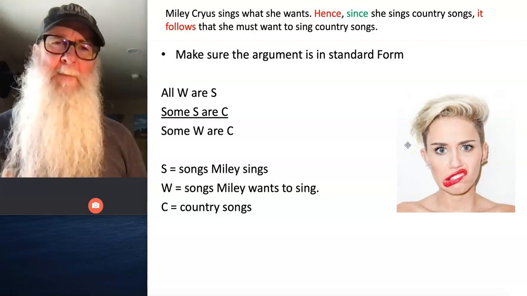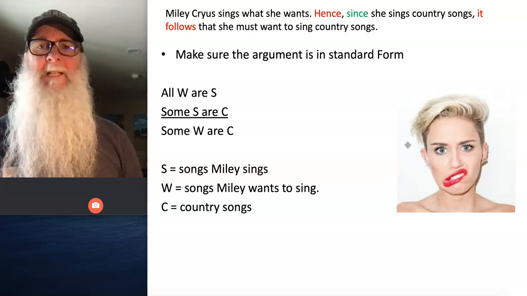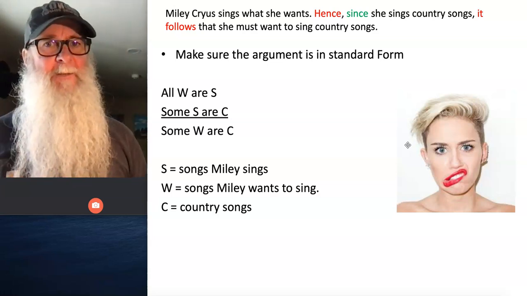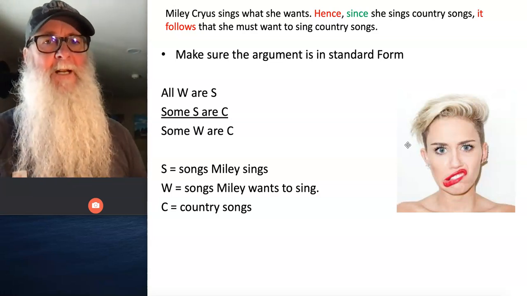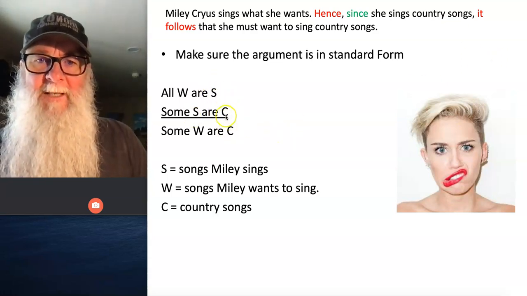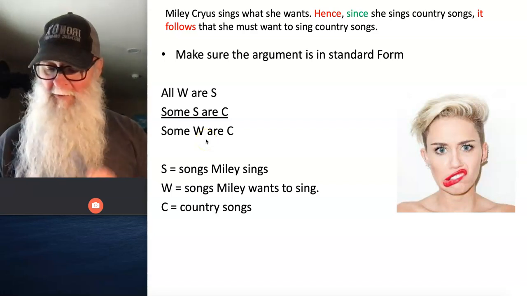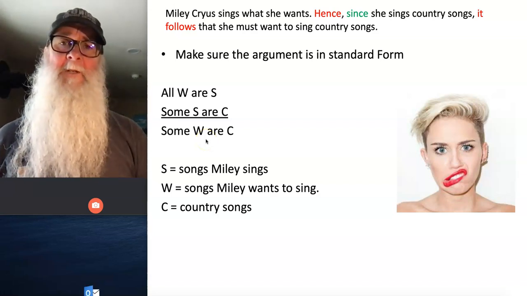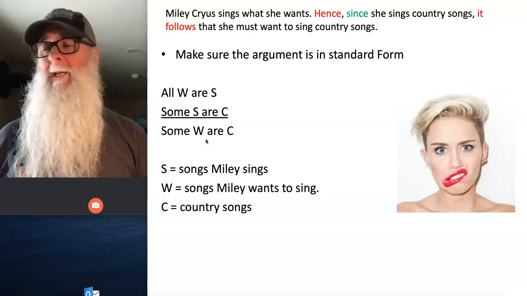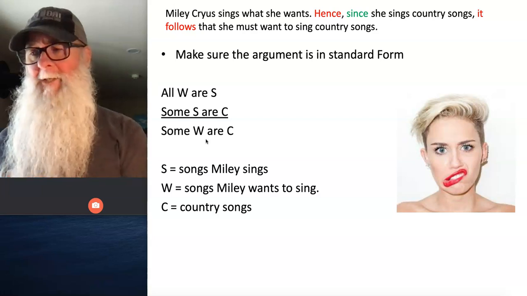All right, the next step is to make sure that the argument is in standard form. One thing that means is that we have exactly 3 terms that appear 2 times each in the exact same way each time. So we have S, we have C, and we have W. We don't have any term complements, so we do not have to reduce the number of terms using conversion, aversion, and contraposition.